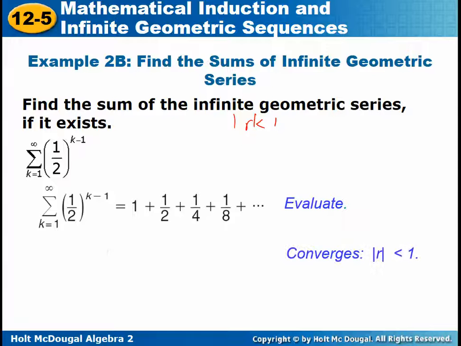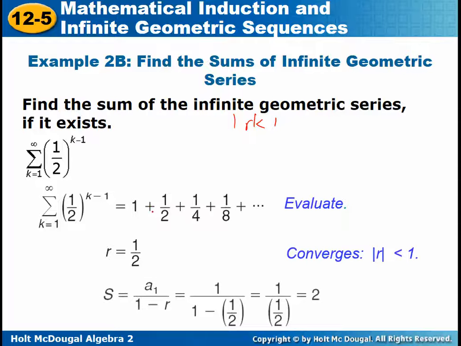The formula is that we need to know what the first term is. And when it's in summation form, we don't know the first term right away. So we have to plug 1 in for k, and we'd have 1/2 to the 0, which is 1. Anything to the 0 power is 1. So a sub 1 is 1. And then we plug that into the formula. Here's where the 1 goes. The r is down here. 1 minus 1/2 is 1/2, and 1 divided by 1/2 is the same as 2. So this will all converge to the sum of 2.